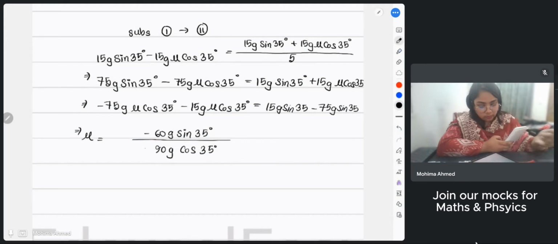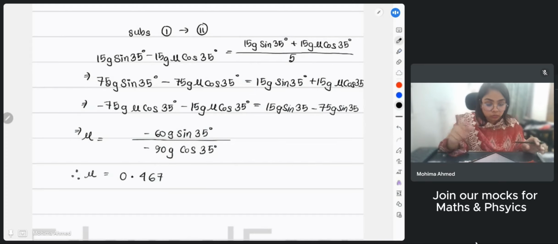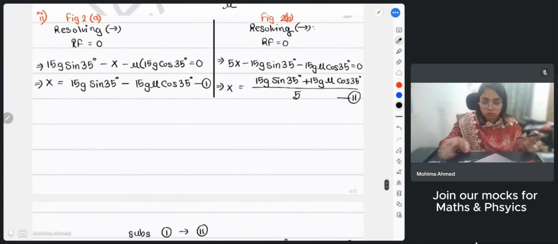So now you have 69.8 multiplied with sine 35 divided by 90 multiplied with 9.8 multiplied with cos 35, which is basically 0.4668. So you can just write 0.467 over here. Okay, the value for your mu is 0.467. Using the value for your mu, you can input this into any of the equations, either equation 1 or 2, to calculate the value for your x, right?